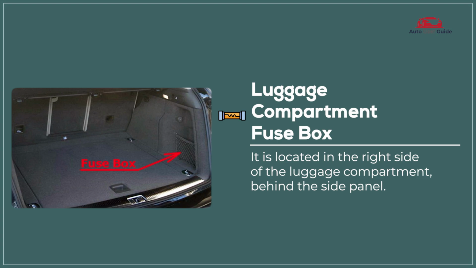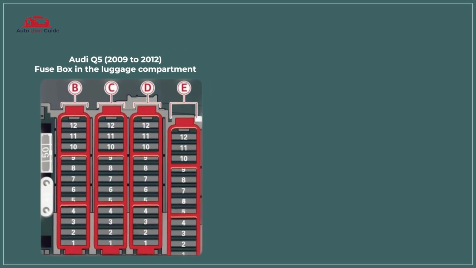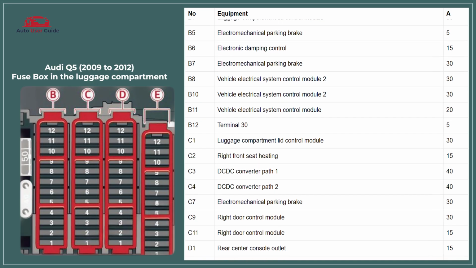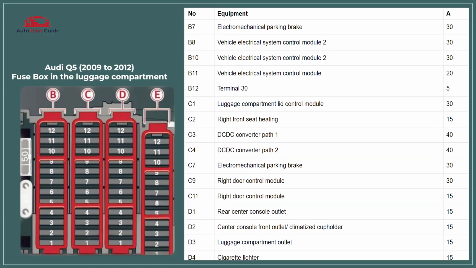Luggage compartment fuse box. In the 2009 to 2012 Audi Q5, it powers rear electronics such as the trailer module, rear lights, power liftgate, and parking sensors.